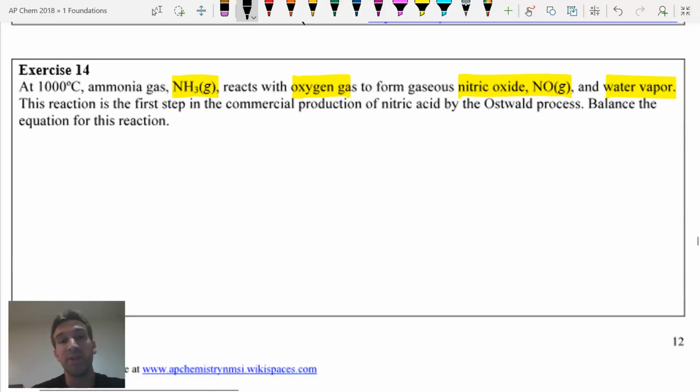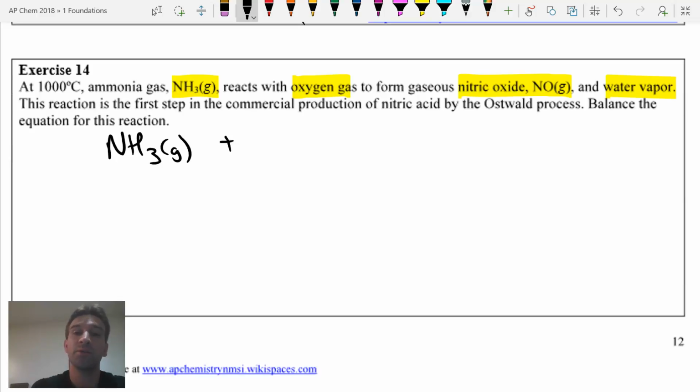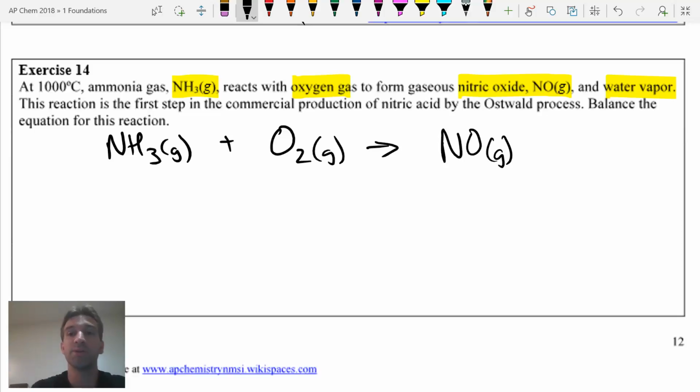Our first step here is to take these names and formulas and put them together as a chemical equation. So we start this off with our two reactants. Ammonia, NH3 gas, reacts with oxygen, which we recall is O2 gas. It forms nitric oxide, NO gas, as well as water vapor, H2O gas.